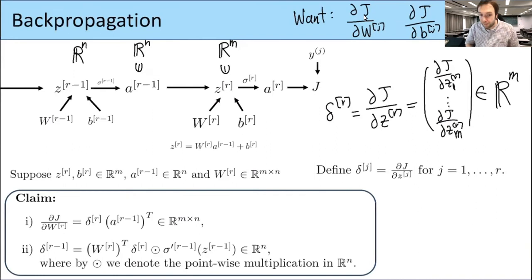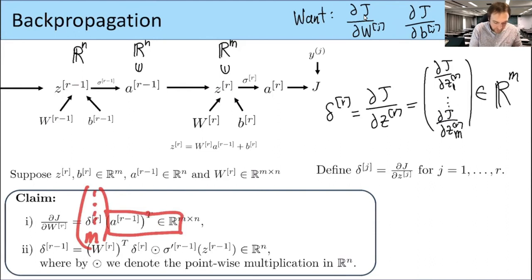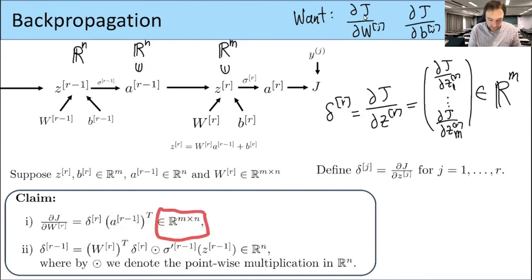So this here is a vector of size m, this here is a vector of size n, and this here is now the transpose of this vector. So this here is a vector of size 1 times n. So this will be an m times n matrix. At least the size of this matrix here is what we expect, because we want here the derivative of the cost function with respect to WR.